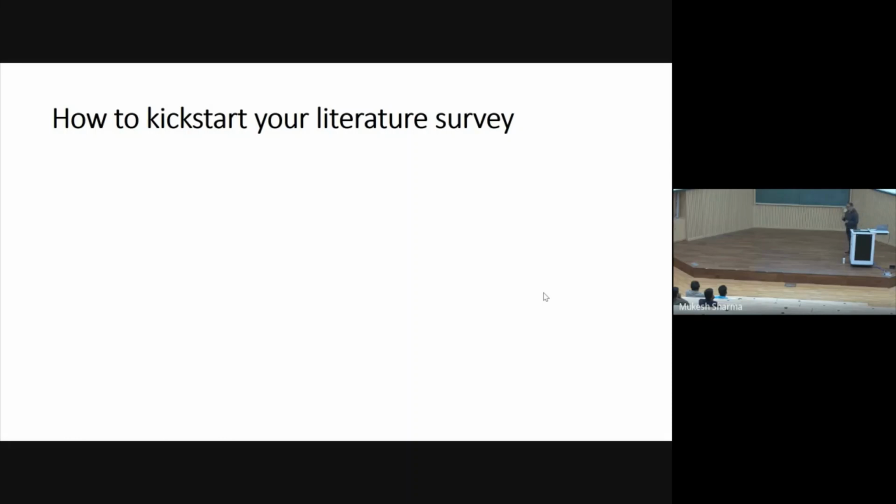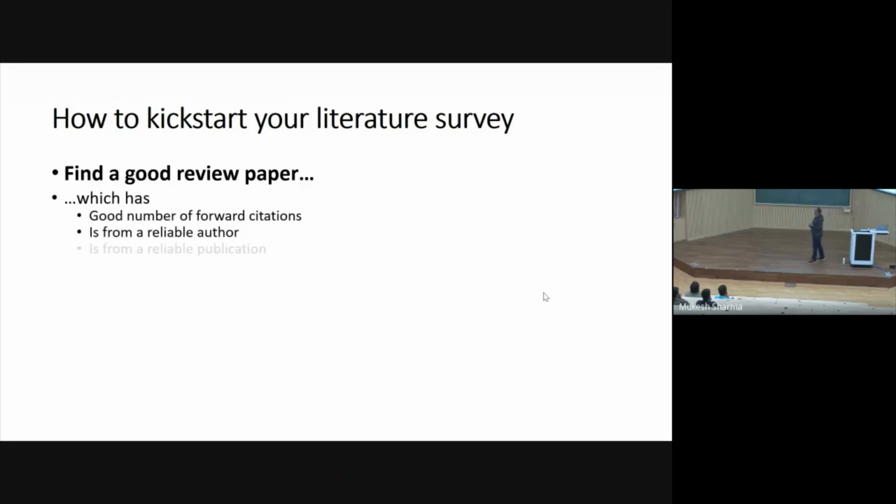So, how to kickstart your literature survey? And we are at the half mark. Fine. How to kickstart your literature survey? Find a good review paper. Okay, find a good review paper with the following attributes: it has a good number of forward citations, is from a reliable author, is from a reliable publication, and it has been published recently. Okay, it can be within the last decade.